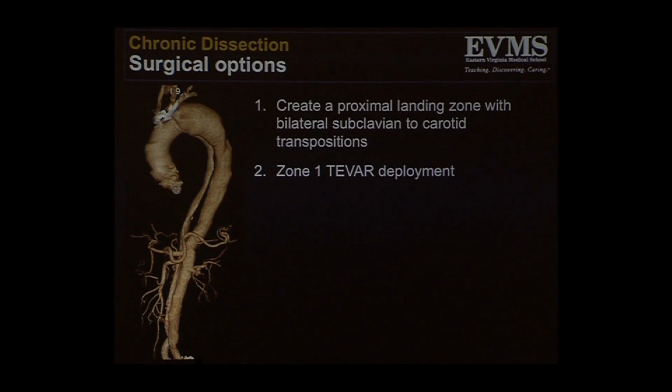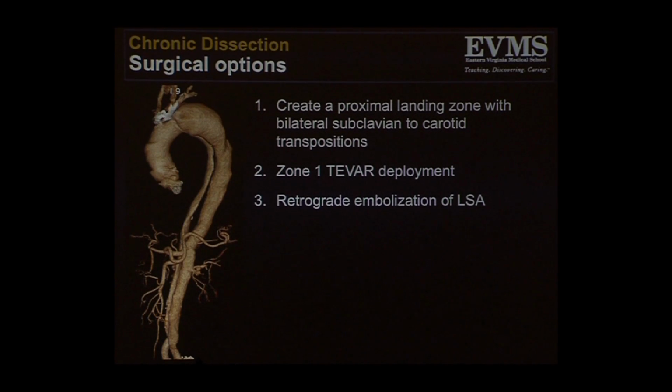So this is the kind of patient that when you are going to do a TEVAR for this, if that's what you think about, you'll have to be very concerned about left renal artery perfusion. So the plan for this patient was to first create a proximal landing zone. That's often what you have to do in chronic dissection. We did bilateral subclavian to carotid transposition, and we were planning to do a zone 1 TEVAR deployment.